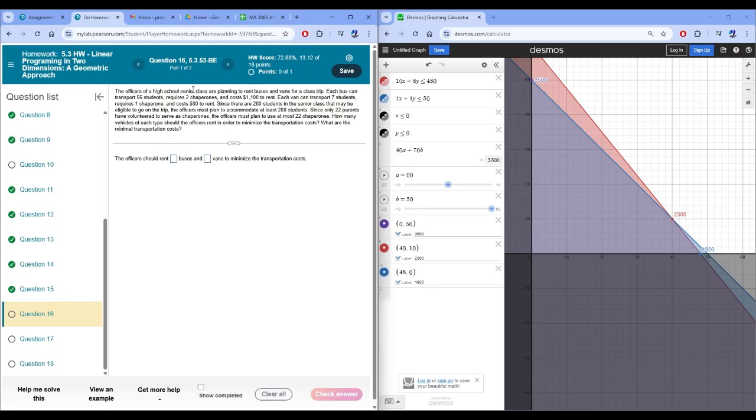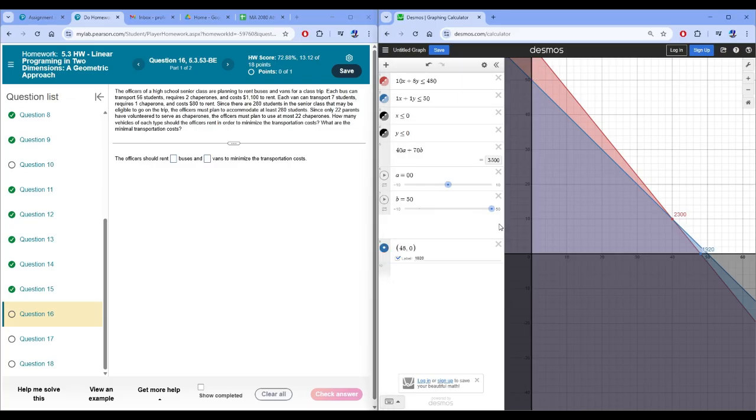The officers at a high school senior class are planning to rent buses and vans for each class trip. Each bus can transport 56 students, requires 2 chaperones, and costs that. Each van can transport 7 students, requires 1 chaperone, and costs that. Since there are 2,800 students in the senior class that may be eligible to go on a trip, the officers must plan to accommodate at least 2,800 students. Since only 22 parents have volunteered for the chaperones, the officers must plan to at least have 22 chaperones. Oh, goodness gracious.